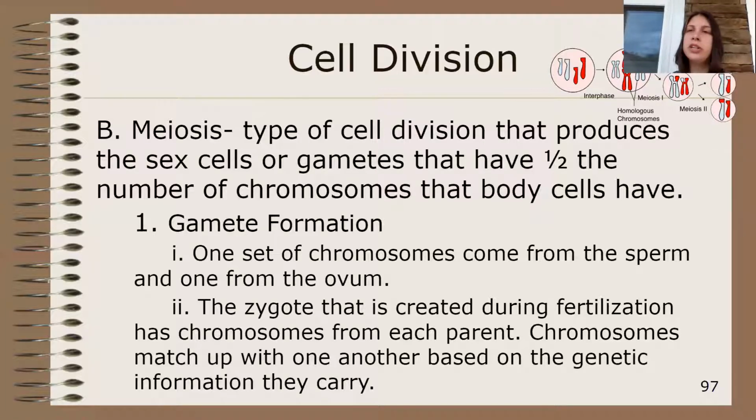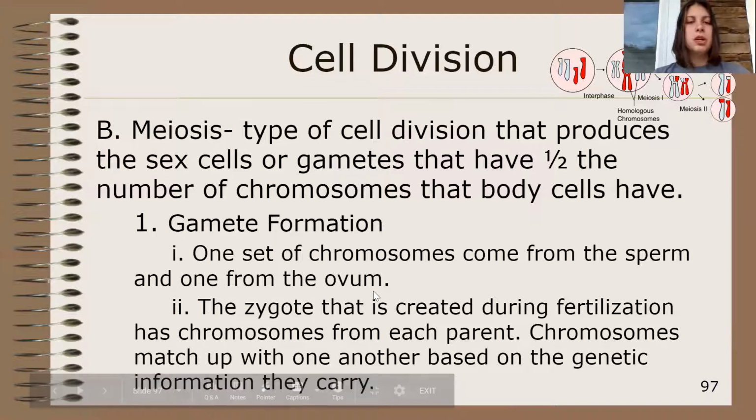Gametes, if you remember from earlier in this unit, are the sex cells. The female gamete is the egg, and the male gamete is the sperm. The egg and the sperm come together and form a fetus, a baby. So one set of the chromosomes up here comes from the sperm, from the male, and one set of chromosomes comes from the ovum or the egg, meaning the female.